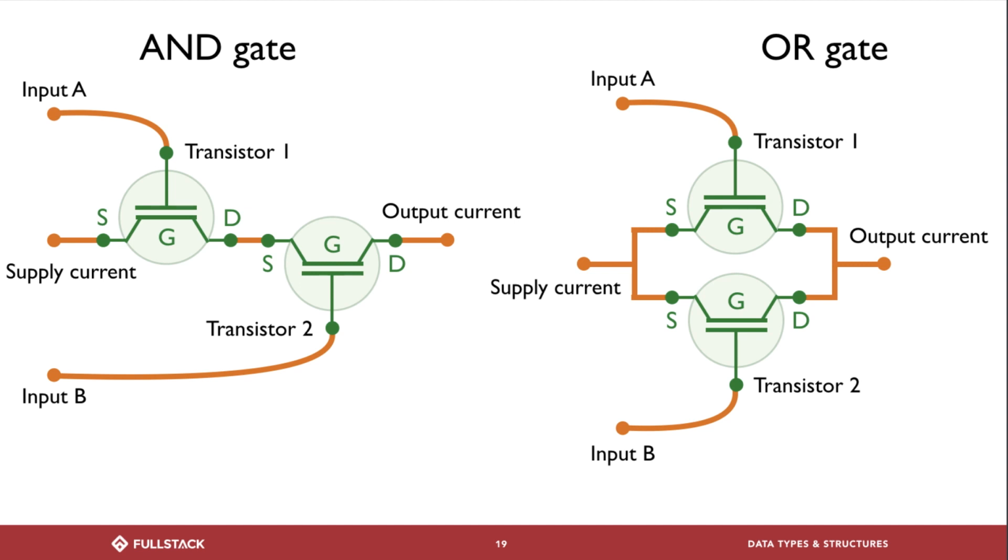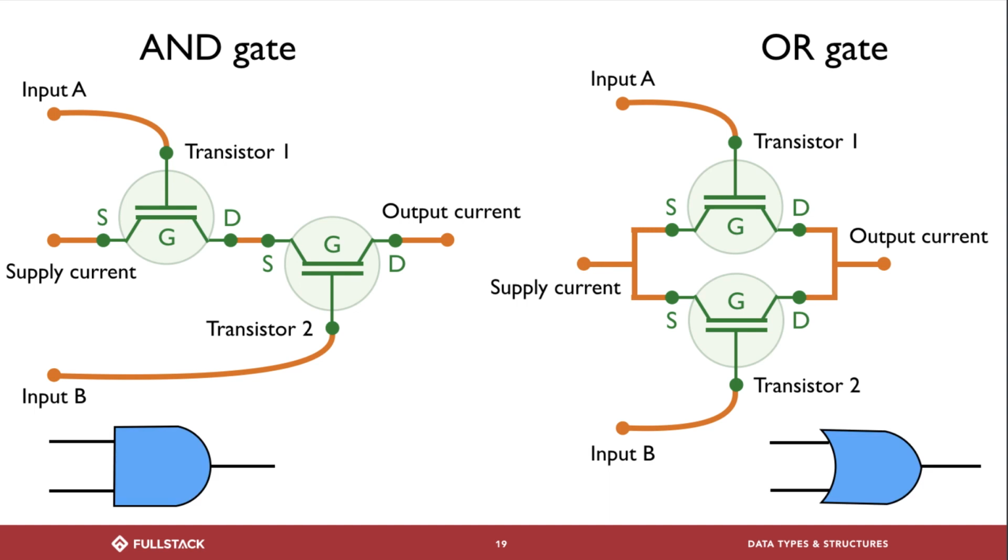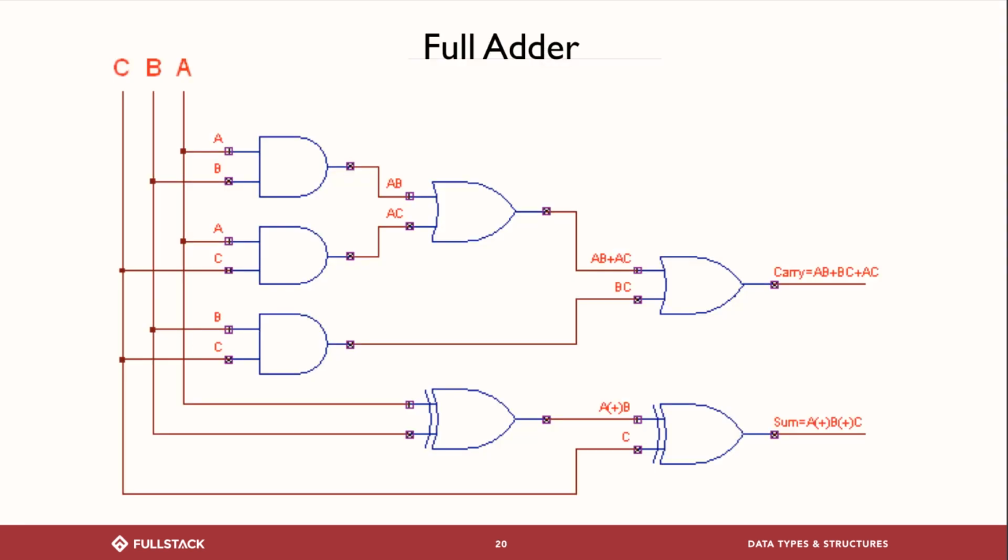So again, we've got electrical switches that are being wired up to other electrical switches, and we can start to do some fancy stuff here. And usually in diagrammatic format, we will show these in a simplified kind of iconographic way. Well, what kind of stuff can we do with this? Here's an example. This is called a full adder.